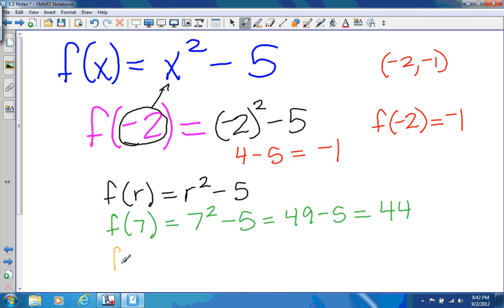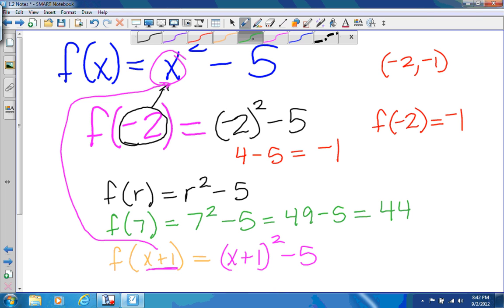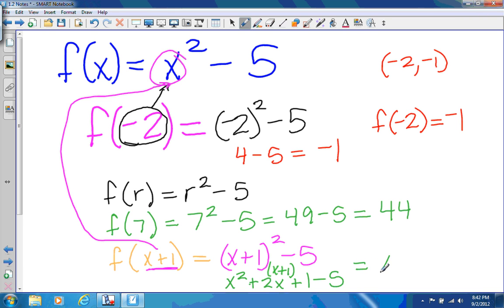And finally, they could ask you to find something like f of x plus 1. So in this case, x plus 1 has to be substituted in just for the x. So you would have x plus 1 squared minus 5. If it asks you to simplify this, then you would have to do that and square this whole thing. And remember, when you square something of that form, it means write it twice and then distribute it to get x squared plus 2x plus 1 minus 5. And so then finally you would get x squared plus 2x minus 4.